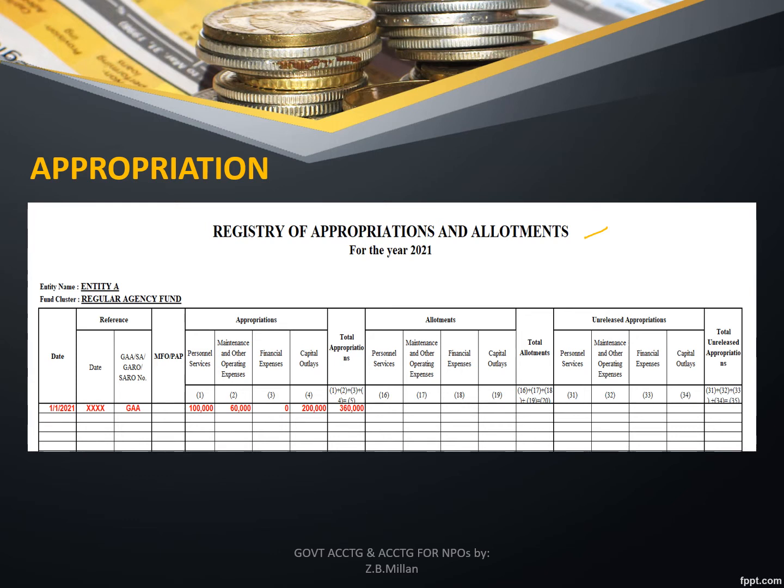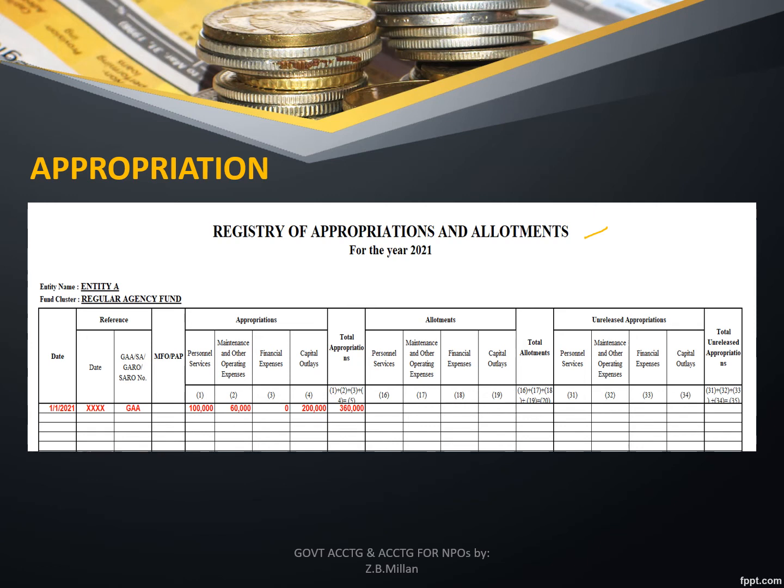In that Volume 2, there is a folder of forms which are the prescribed forms to be used in the government accounting process. Included in the forms are the different registries that we will use in the recording of government transactions. So going back to our appropriations received for entity A, how do we record the appropriations in the RAPAL?